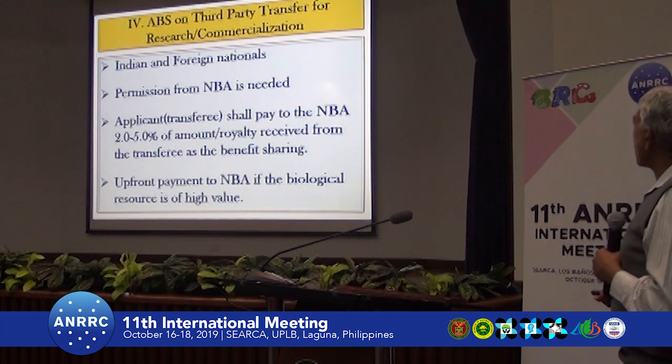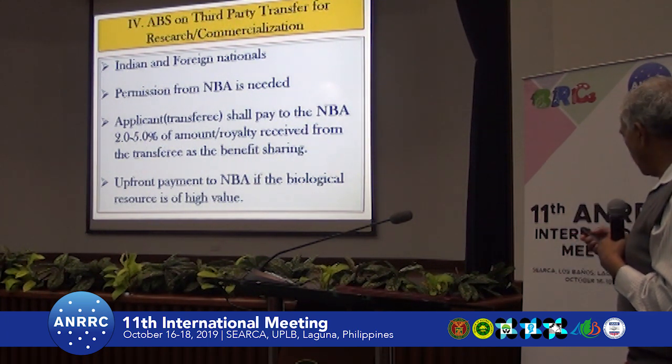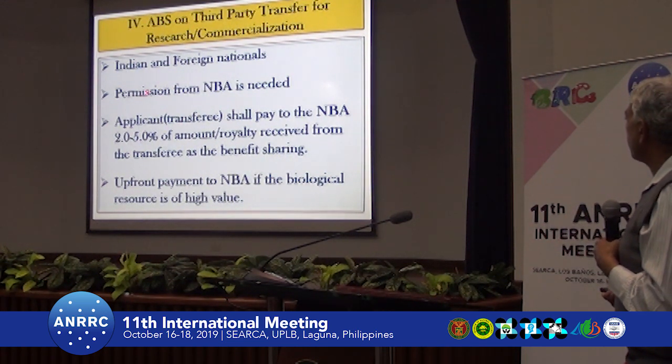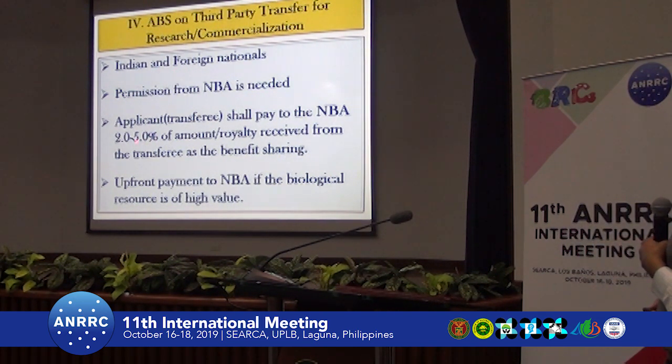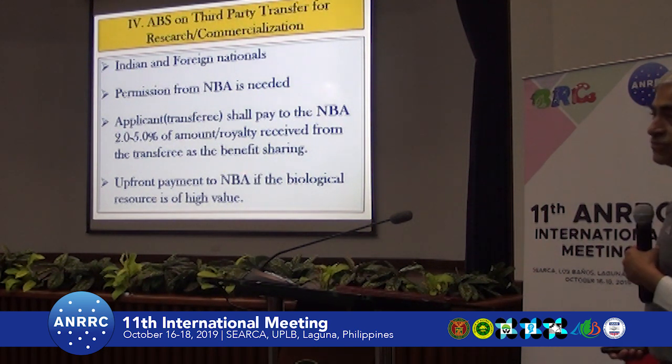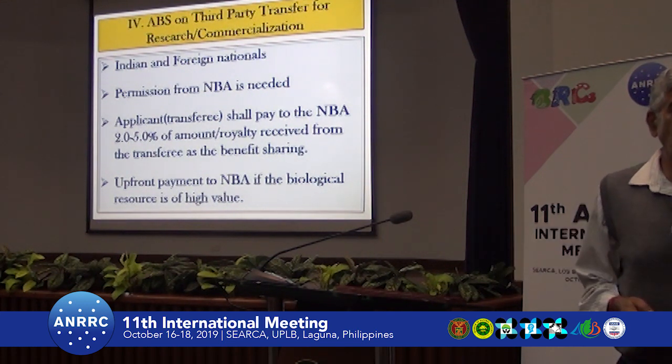Then, fourth, ABS on third party transfer for research and commercialization. It is applicable to both Indians and foreigners. Permission from NBA is needed by both Indians and foreign nationals. Applicants shall pay to the NBA 2 to 5% of the royalty amount received from the transferee as benefit sharing. And if the biological resource is high value, then an upfront payment to NBA is also needed. It is to be negotiated. Sometimes some negotiations are also to be made.